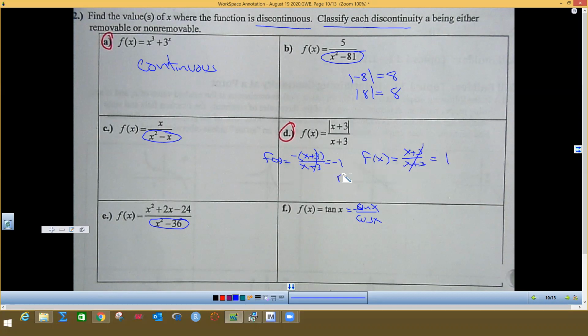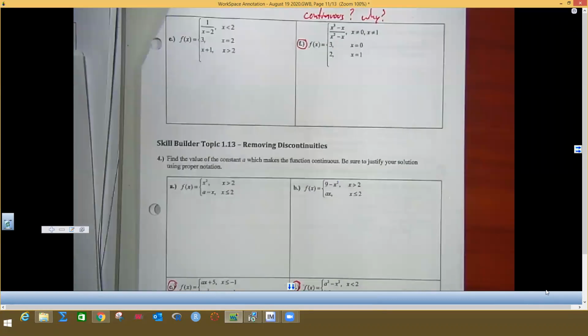So this is a removable discontinuity because they reduce out. Now this is like the problem I showed you last week if I was graphing it, which you do not have to do. If you come to negative 3, the graph is a positive 1 for positive values and negative 1 for negative values. So it's discontinuous here, but it is removable because I could reduce the fractions. And we're going to go to the next problem. Problem F is the same thing.